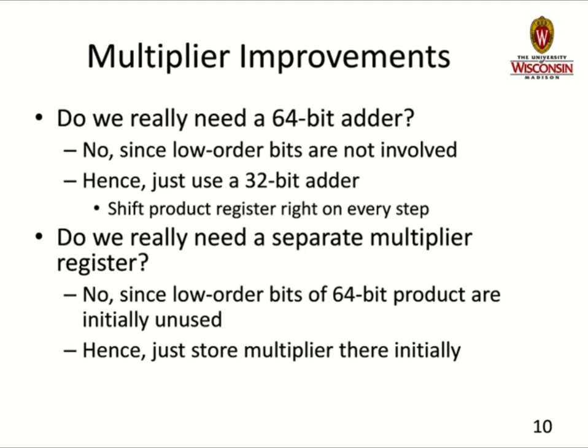64-bit adder. It's also the case that we don't really need a separate multiplier register, so we can save a little bit on the flip-flop count that's required for this block, because the low order bits of the product are initially unused. We can simply place the multiplier there, and as we shift product bits in, we simultaneously shift the multiplier bits out. Once we're all done, all the multiplier bits are out, all the product bits are in, and the final result is there.